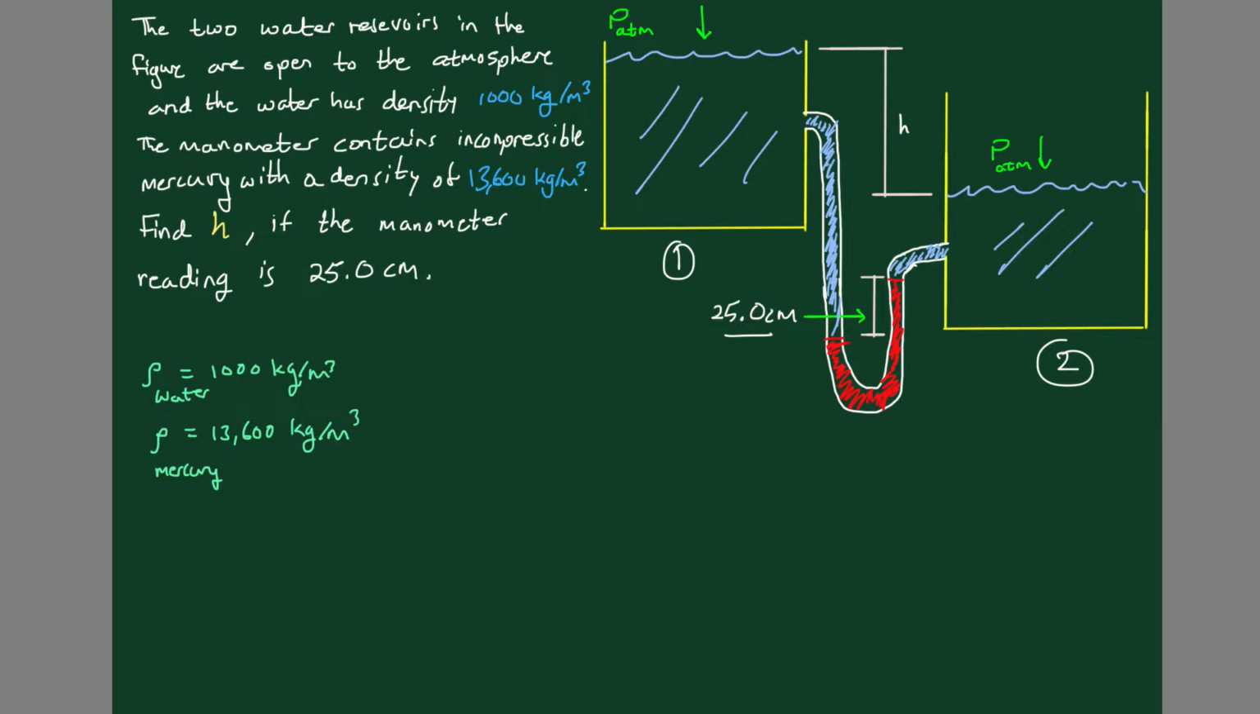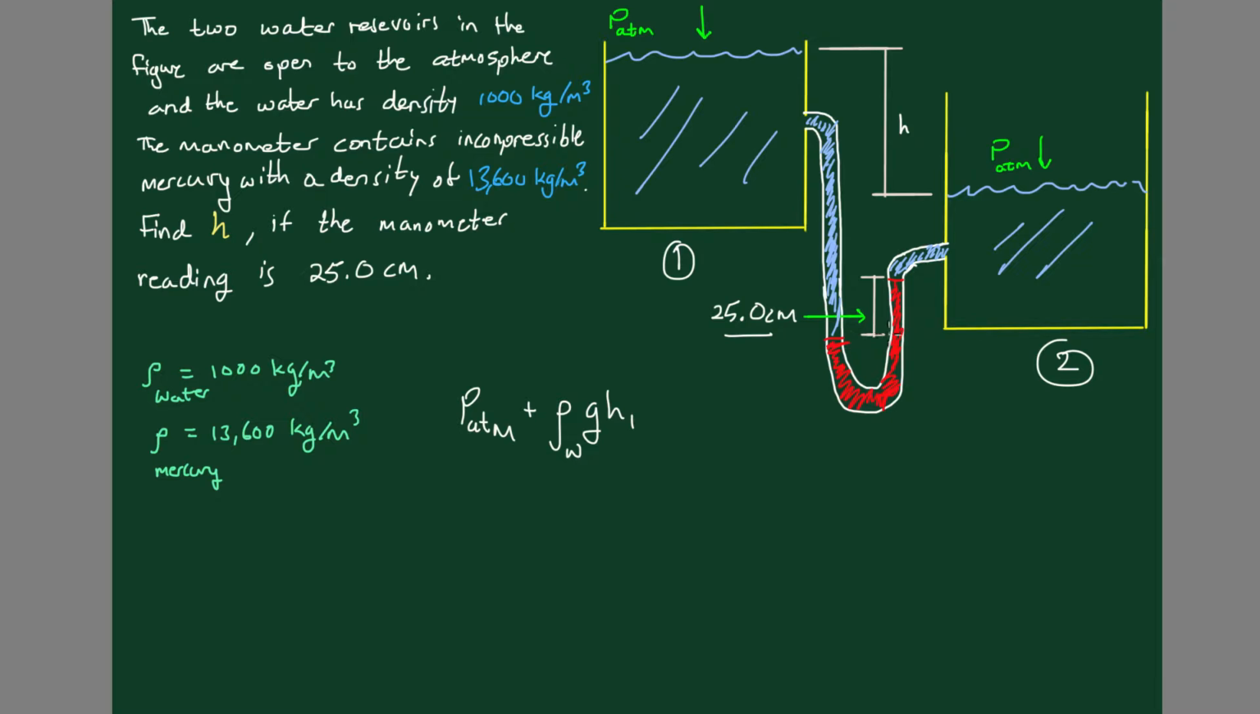So the way we start this problem is we begin at the very top. At the very top of this reservoir, the atmospheric pressure is what's acting on the water. So we have P atmospheric, and then plus the gauge pressure of the water. That's going to be rho of the water times g, the gravitational acceleration, times h1. So h1 is the change in height from the top of the water all the way down to this point of contact between the water and the mercury.